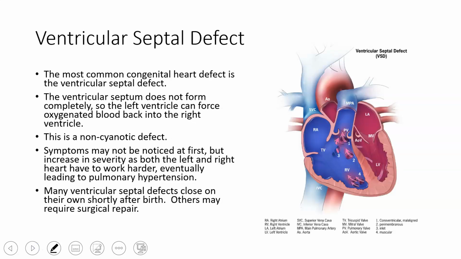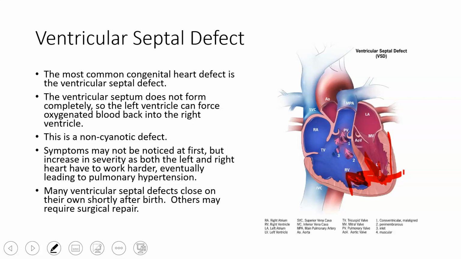The first defect we'll talk about is the most common congenital heart defect, ventricular septal defect, a non-cyanotic defect. It's a hole within the wall between the ventricles. Now remember that your left ventricle over here is much stronger than your right ventricle. So when your left ventricle contracts, it's going to shove high oxygen blood over to the right side.